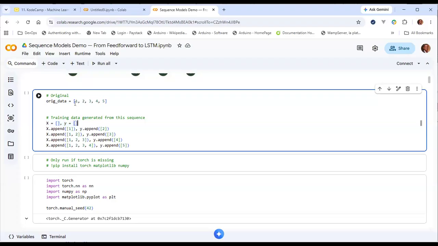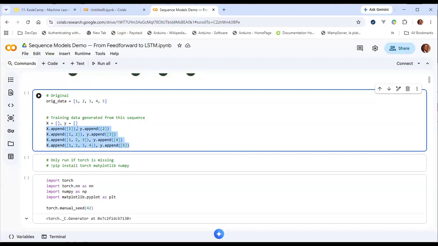Remember, when you're predicting a sequence, it's easy to get data for training models based on sequence data. Because sequence data is something like: if there is nothing, then start with 1. If there is 1, then predict 2. If there's 1, 2, then predict 3. If there's 1, 2, 3, then predict 4. If there's 1, 2, 3, 4, then predict 5. That's basically what these are doing.